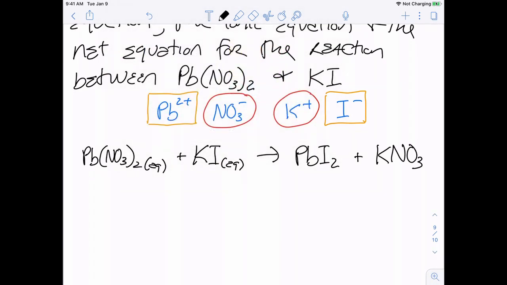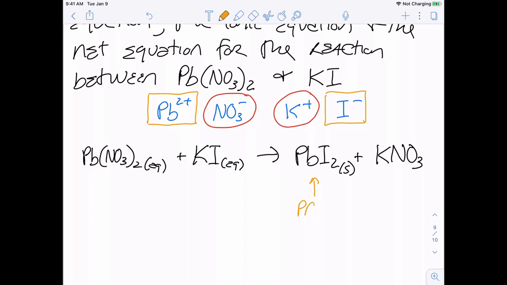So lead iodide, rule number 3 tells me that things that have iodide in them are generally going to be soluble, but there are some exceptions, and lead 2 is one of those exceptions. So this gets an S. This is going to be my solid. This is actually the precipitate.